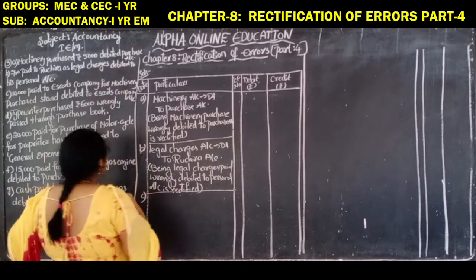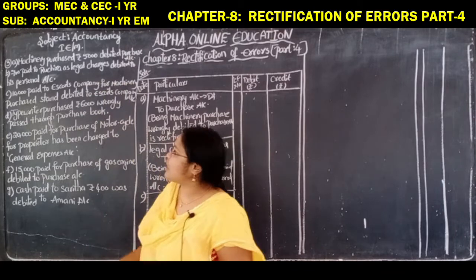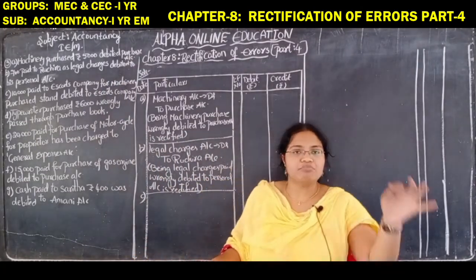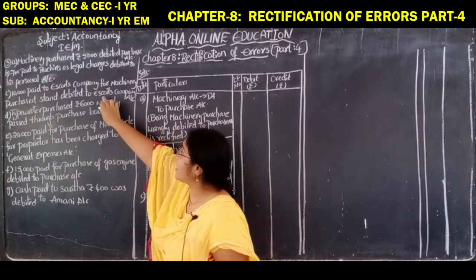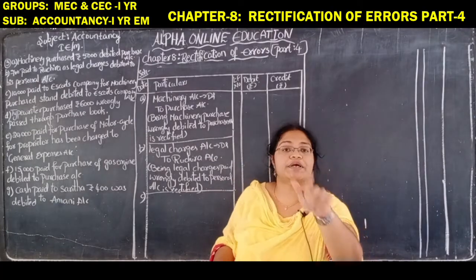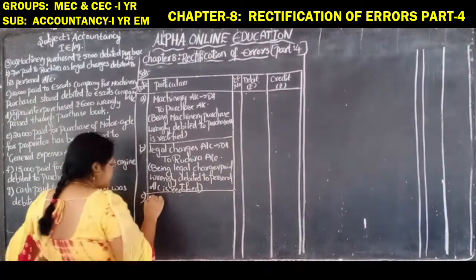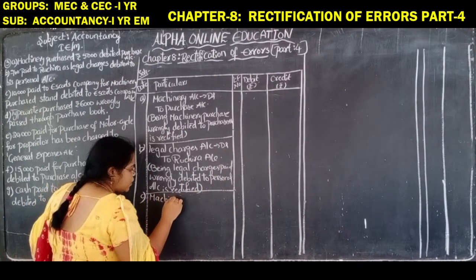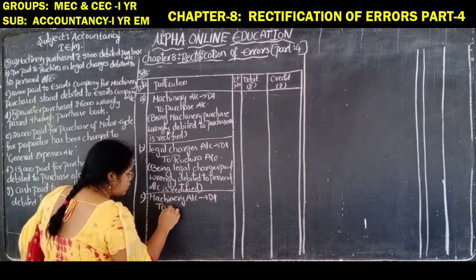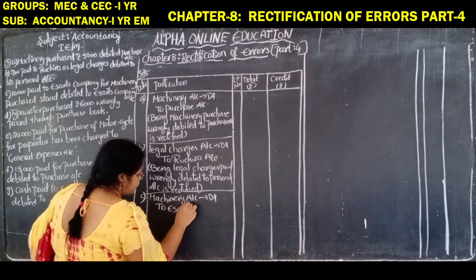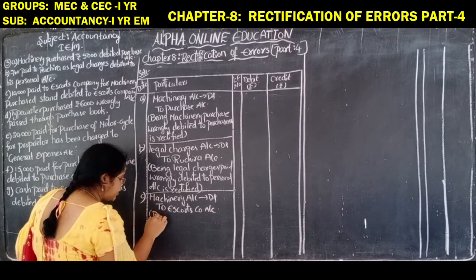Now see the C. 1,000 rupees paid to Ice Coat Company for machinery purchase. So what will be the original entry? Machinery account debit to cash account, but they have debited the Ice Coat Company. Now we are going to credit it by writing the rectification, that is machinery account debit to Ice Coat Company account. So write the narration.